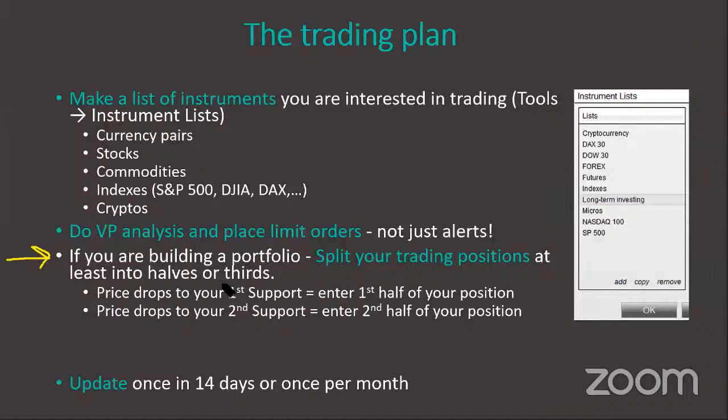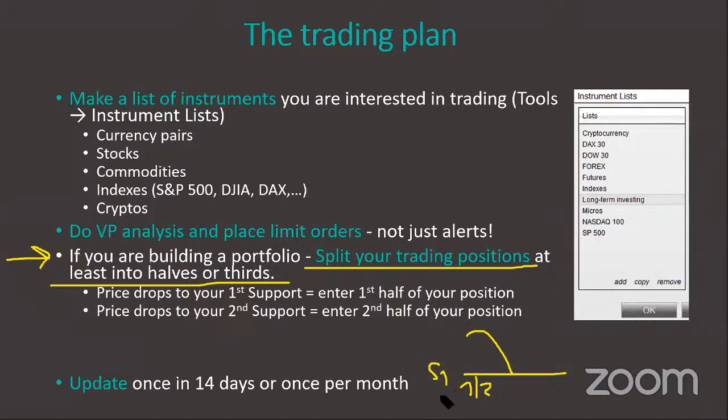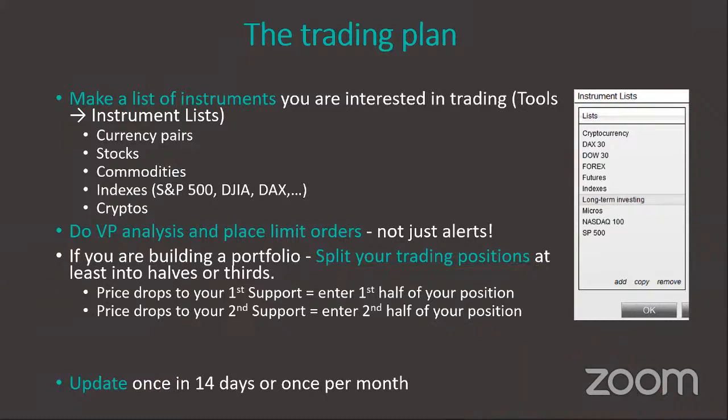Now, third step. Yeah, we already touched that. If you are building a portfolio, split your trading positions at least into halves or thirds. So if the price starts to drop towards your long level, like I showed you on those examples, you enter the first half at the first support, and the second half at the second support if you get the chance. So split your positions. Don't do martingale. Anything like that is super crazy, guys.